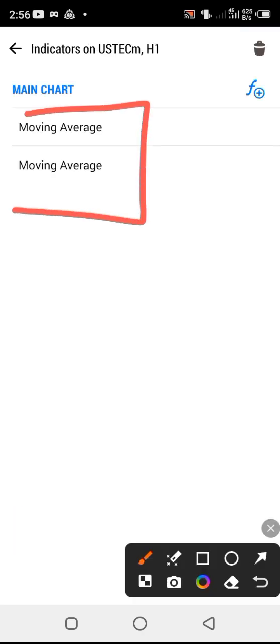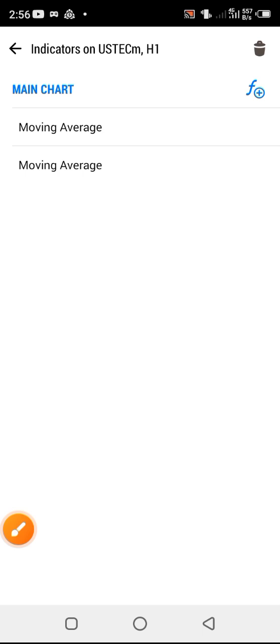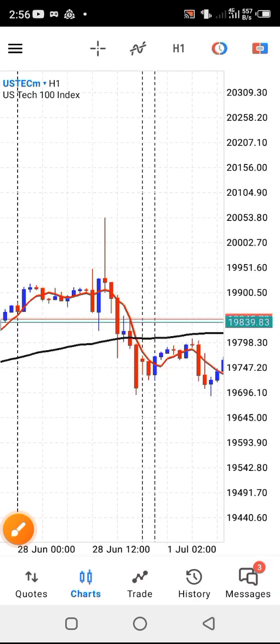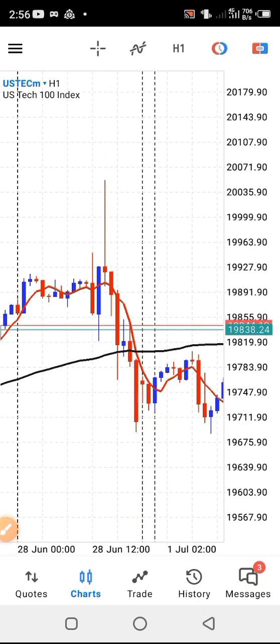We have 2 moving averages, exactly the same way you're going to have 2 moving averages on the charts. Okay, so let's go back to the charts. So you can see the 2 moving averages on the charts. Now, how are you going to apply this?